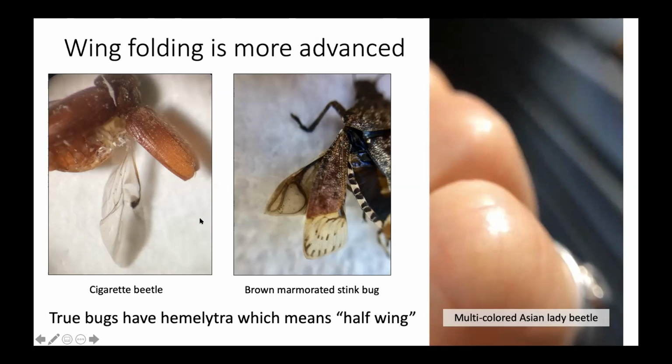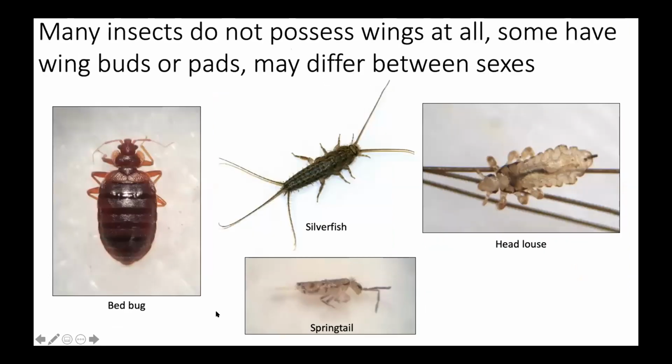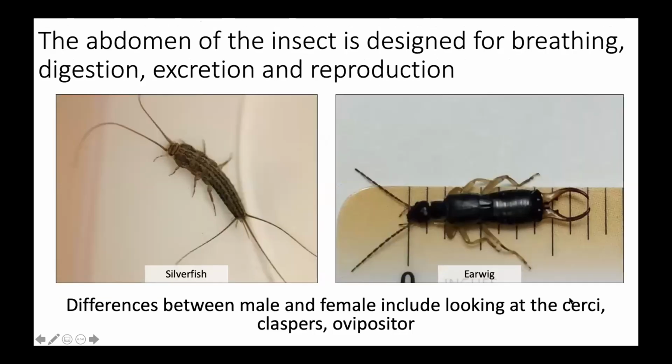But even if we don't see those wings, sometimes they're just folded up underneath. And then there are many insects that don't have any wings at all. Some of them may have wing buds, some have wings and don't use them, and some just don't have them. Here are a couple of things that don't have them. They are quite successful regardless. So, not all insects have wings.